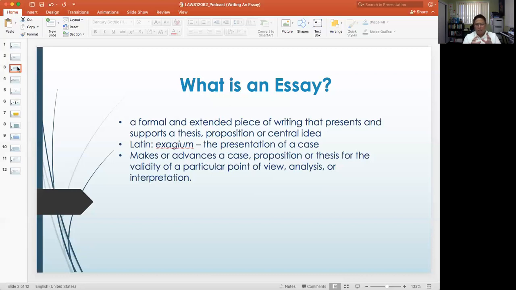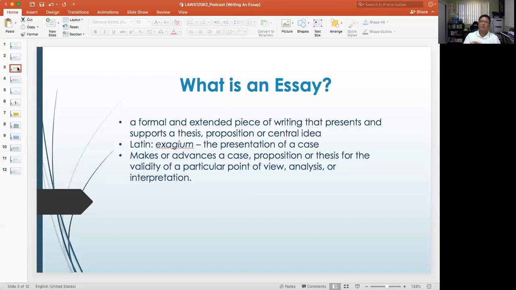So when we look at what an essay is, coming from the Latin word exagium, it is about the presentation of a case. So you have a thesis, you have a case you're trying to present. So at its core, it's about making or advancing a case, a proposition, or a thesis for the validity of a particular point of view, an analysis, or an interpretation. And so we're going to examine that further in a short while. But at its core, an essay is really about advancing a central idea.